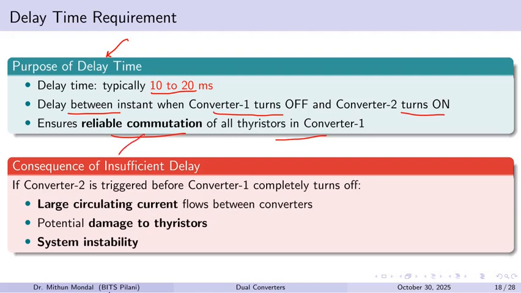The consequence of insufficient delay is that if converter 2 is triggered before converter 1 is completely turned off, there will be a large circulating current flowing between the converters. This can potentially damage the thyristors and it will cause system instability.